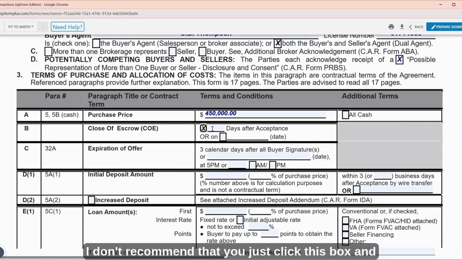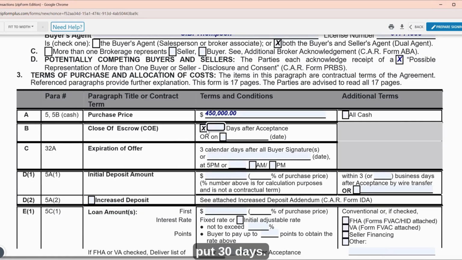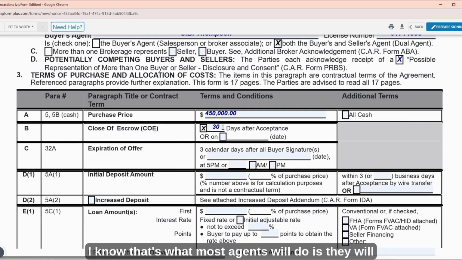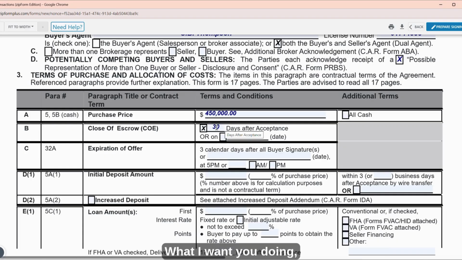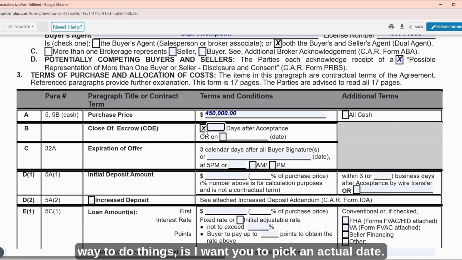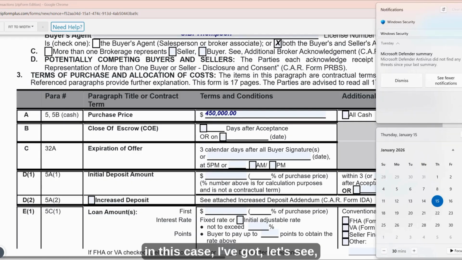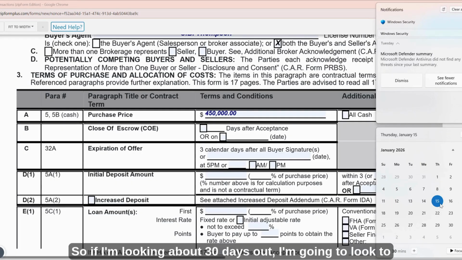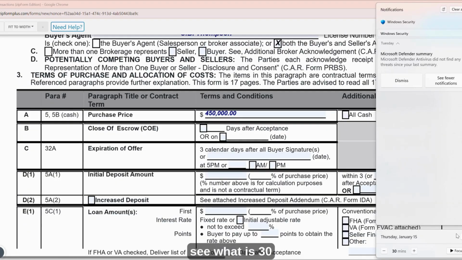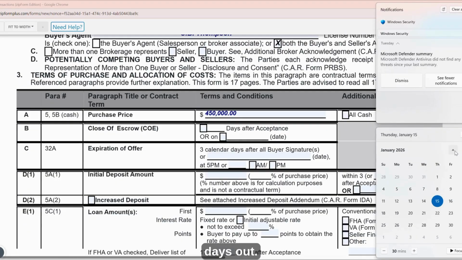I don't recommend that you just click this box and put 30 days. I know that's what most agents will do, is they will just click a box and go, okay, this is a 30-day escrow. What I want you doing, because it's a better way to do things, is to pick an actual date. So just look at the calendar. In this case, today is the 15th. So if I'm looking about 30 days out, I'm going to look to see what is 30 days out.